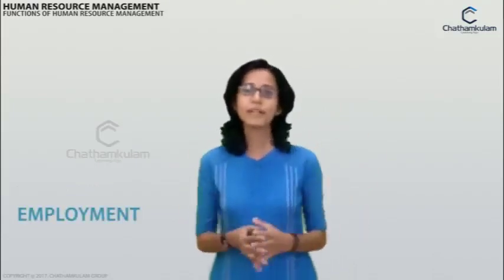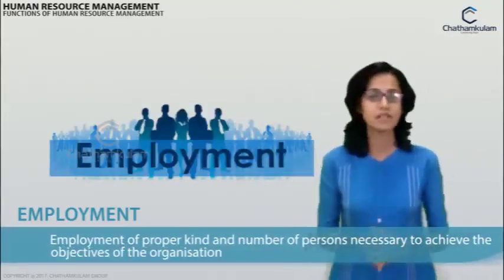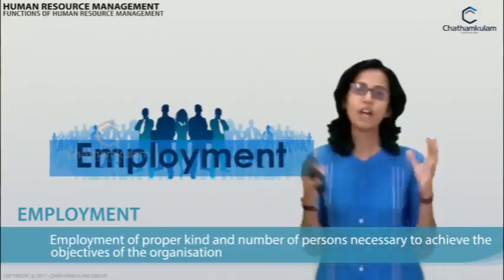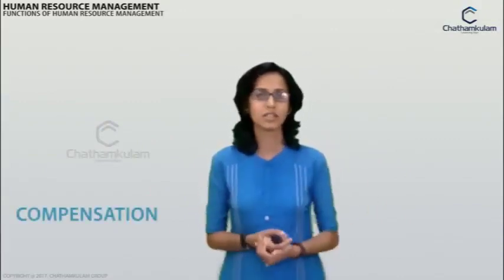The first operative function of the human resource or personnel department is the employment of proper kind and number of persons necessary to achieve the objective of an organization. This involves recruitment, selection, placements, etc. of the personnel. The next one is compensation.